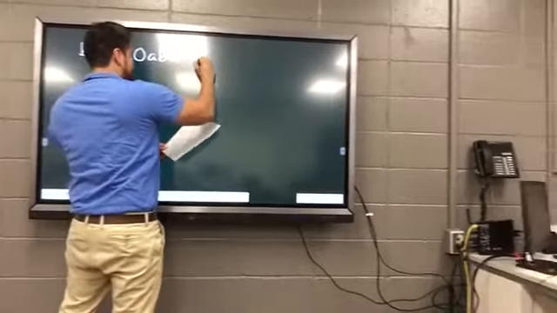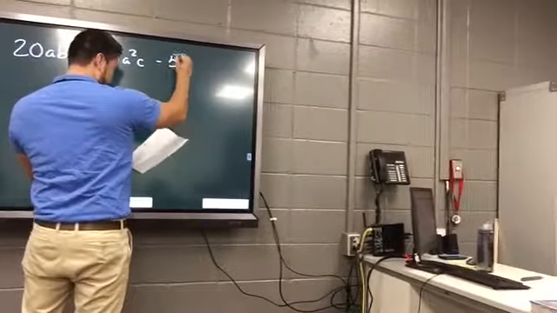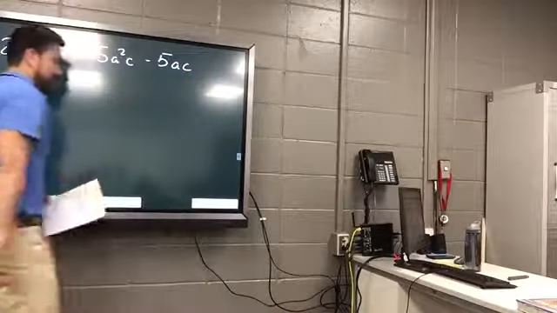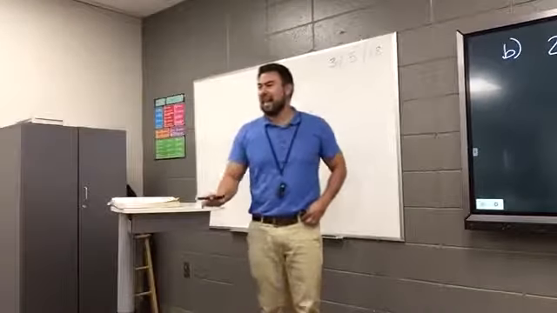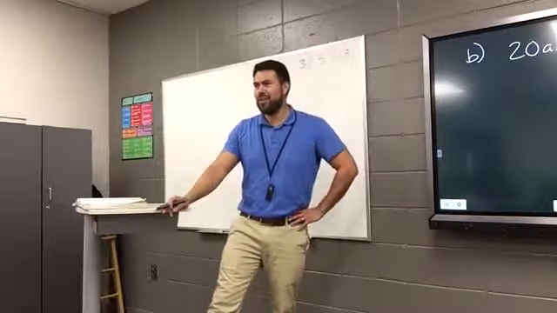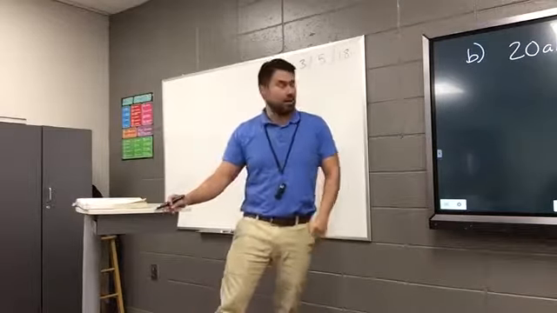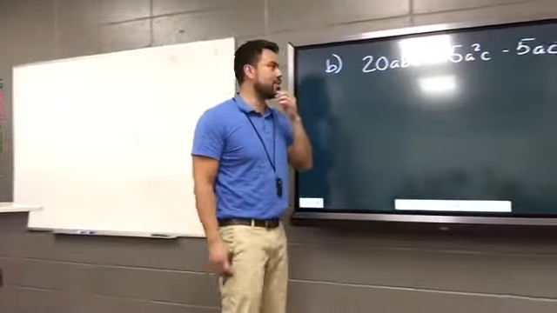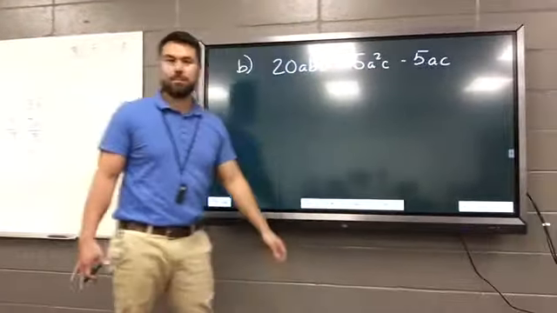20abc plus 15a squared c minus 5ac. Uh-oh. Lot to do here. How many terms are up there? 3. That's called what kind of polynomial? Trinomial. Okay, and that means something for my answer, by the way. But looking at the numbers, I'm going to start calling some people.